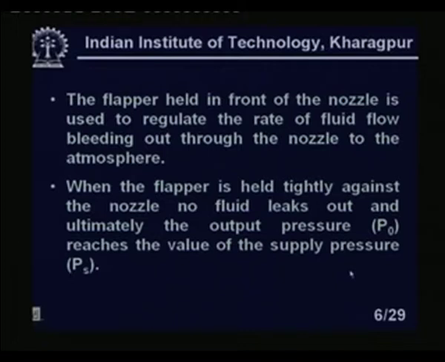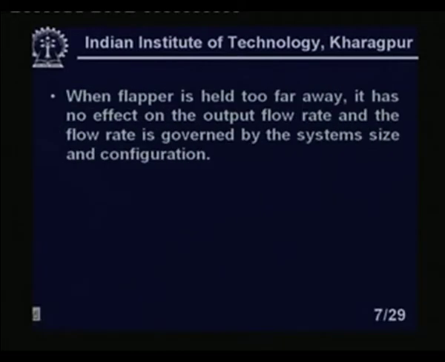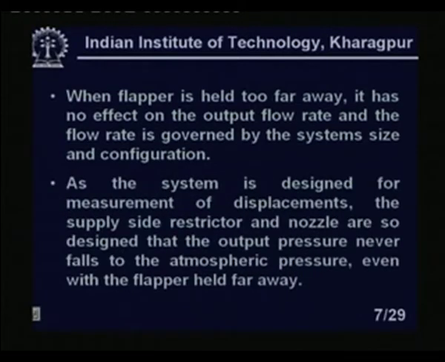When the flapper is held tightly against the nozzle, no fluid leaks out, and ultimately the output pressure PO reaches the value of the supply pressure PS, right? Now, when the flapper is held too far away, it has no effect on the output flow rate, and the flow rate is governed by the system size and configuration. Quite obviously, at the same time there is no control. And as the system is designed for the measurement of displacement, the supply side restrictor and the nozzle are so designed that the output pressure never falls to the atmospheric pressure, even with the flapper held far away, right? That's the way we have to do it, otherwise there will be a problem.